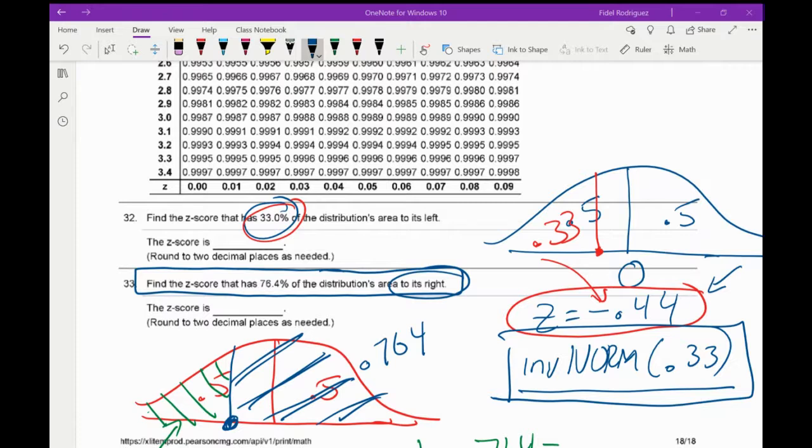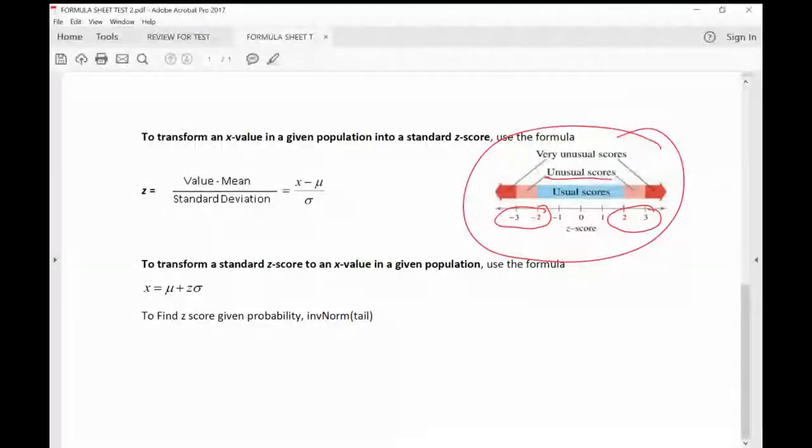Good. Excellent. So when it's to the left, you don't need to subtract, but when it's to the right, you do. That's right. So guys, let me share one more thing with y'all here, because I want y'all to be able to see this. Sometimes in doing these problems, it's, man, when do I do inverse norm and when do I do normal CDF and all that kind of business? So I want you to see something here.